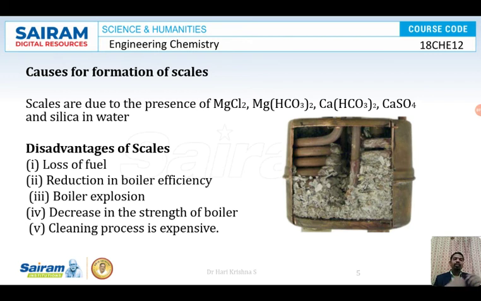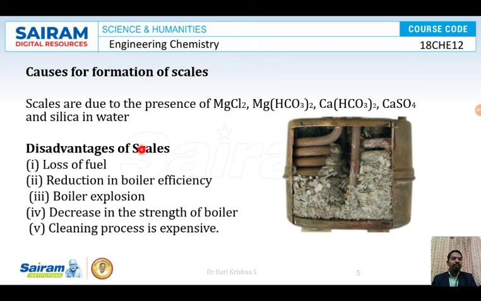Scales are formed due to the presence of salts like magnesium chloride, magnesium bicarbonate, calcium bicarbonate, and calcium sulfate. If the boiler feed water contains these salts, and silica, they will get precipitated. You can see here, this is scale. The picture is very clear. This is the reason for the formation of scales.